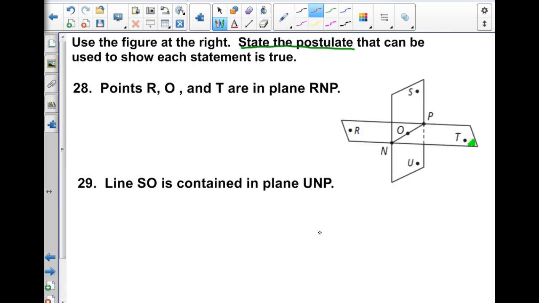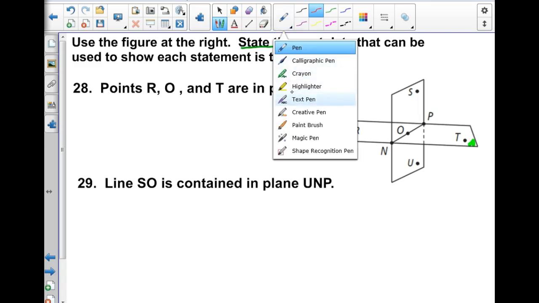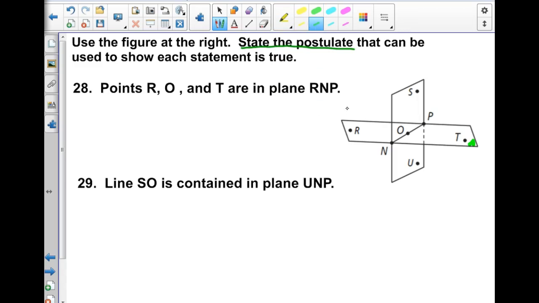All right, 28. Use the figure and state the postulate that can be used to show that each statement is true. First, I'm going to highlight my picture a little bit because it's hard to see for some people in 2 dimensions, and this is a 3-dimensional diagram. You don't have to shade it if you've got it. Okay, so one of our postulates, and it's on your summative reference sheet.